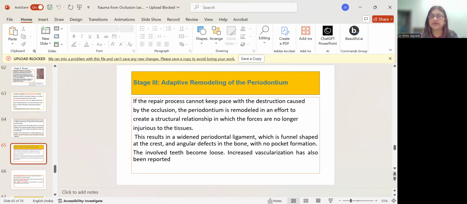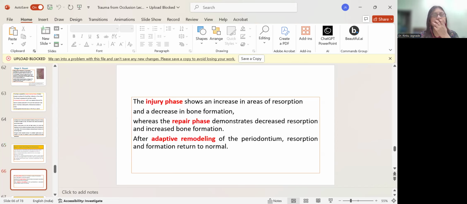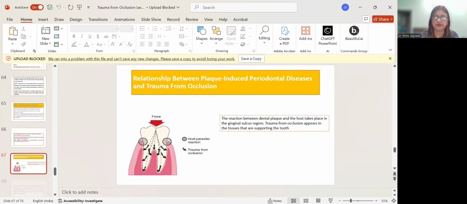Angular defects are seen, but there is no pocket formation. And the involved teeth become loose. Increased vascularization has also been reported. So the injury phase shows increased areas of resorption and decreased bone formation. Repair phase demonstrates decreased resorption and increased bone formation. And after adaptive remodeling of periodontium, resorption and formation return to normal.